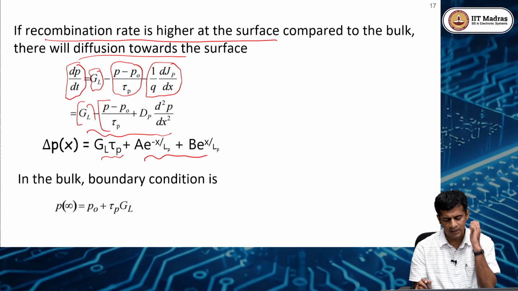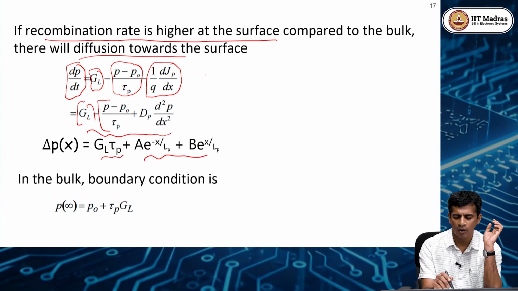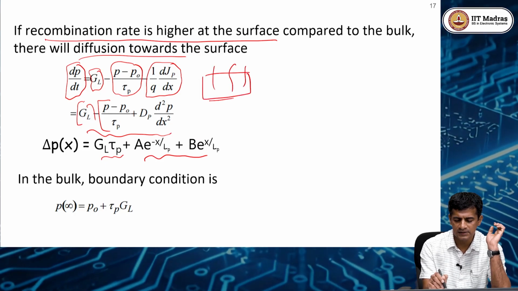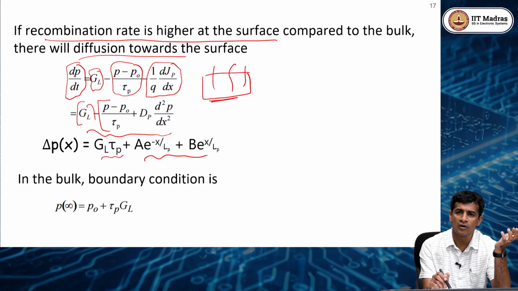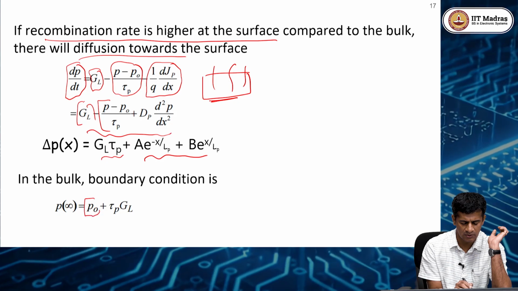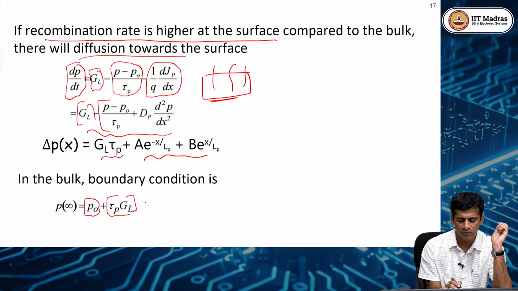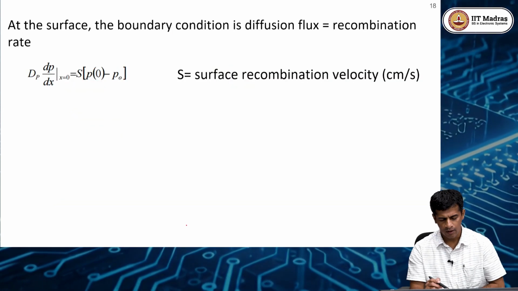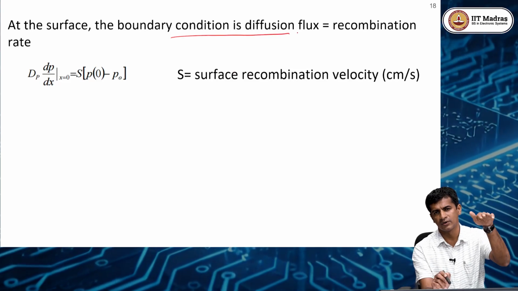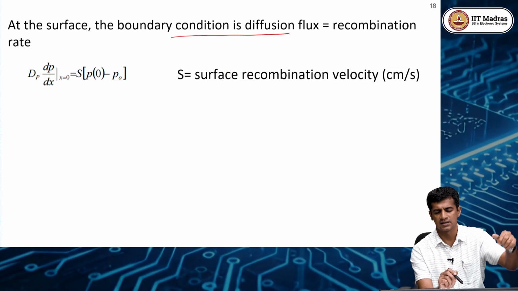So in the bulk, the boundary condition is something like this. Suppose it's the same problem: you are illuminating everywhere, but there is a surface here, a surface with an extra lot of recombination. Inside the bulk, this is the equilibrium minority carrier concentration, and this is the steady state value, G_L τ_p. But at the surface, the boundary condition is different, because a lot of minority carriers are diffusing into the surface, since a lot of recombination is happening.